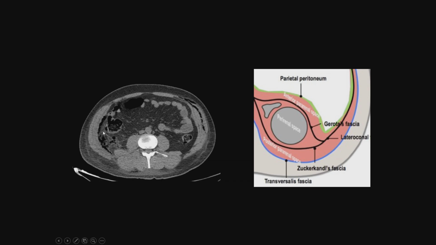You can see some gas. It's important to remember that the retroperitoneal space extends laterally, even to the front, to the properitoneal fat. This fatty tissue is still part of the retroperitoneal space. And this is some fatty tissue that stands between the parietal peritoneum and the transversalis fascia.